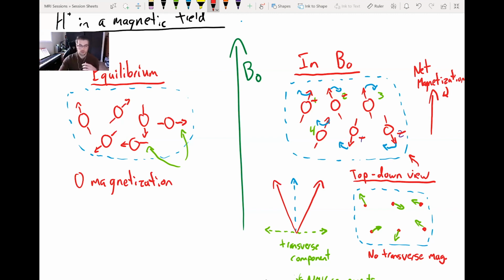Okay, cool. So this is the concept of the net magnetization vector. When we have hydrogens in a magnetic field, we get a magnetic field from the body, or from whatever tissue or material is in the scanner, that is oriented along the magnetic field. So we know what we have to work with now. We have this magnetic field that's oriented with B0.